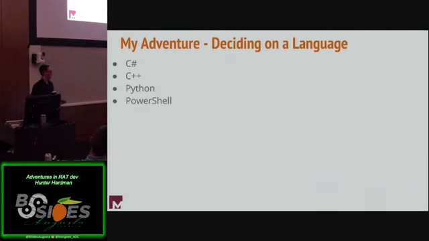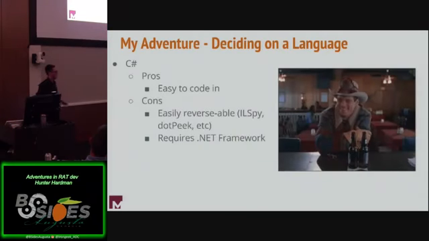So as far as deciding on a language, everyone's going to go through that. Deciding on a client language, server doesn't really matter too much. I like to use PHP, but I looked into C#, C++, Python, as well as PowerShell. C#: pros, obviously, it's very easy to code in. It's a very high-level language. Cons, tools exist to easily disassemble it, like ILSpy. And then also, you need the .NET Framework to be installed on the system. This is usually not an issue within corporate environments, but I don't like taking chances.